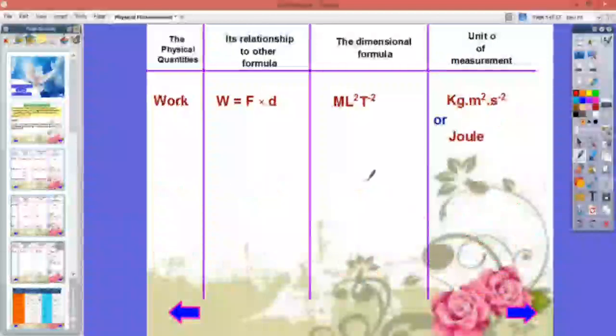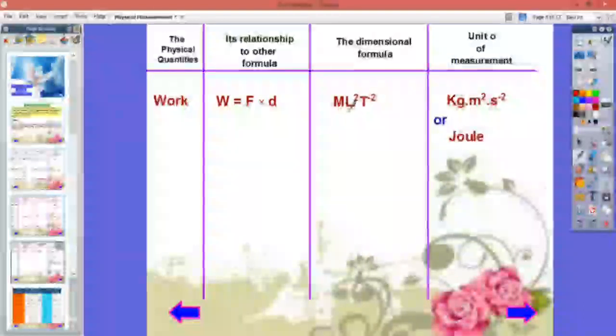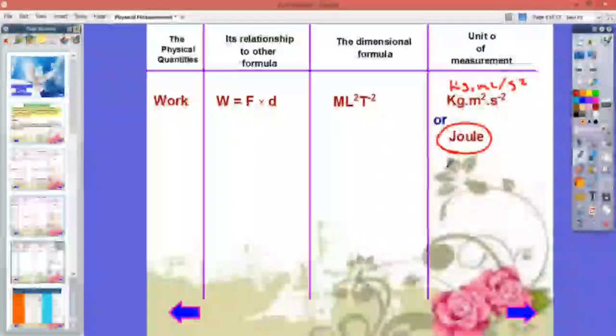What about work? Work equals force multiplied by displacement. So the dimensional formula of work is M L power 2 T power -2. The measuring unit of work equals kilogram meter power 2 second power -2, or kilogram meter power 2 per second square, or we can write the unit of work as joule, named after the scientist who discovered work. Okay guys, I hope you understand now the meaning of dimensional formula.